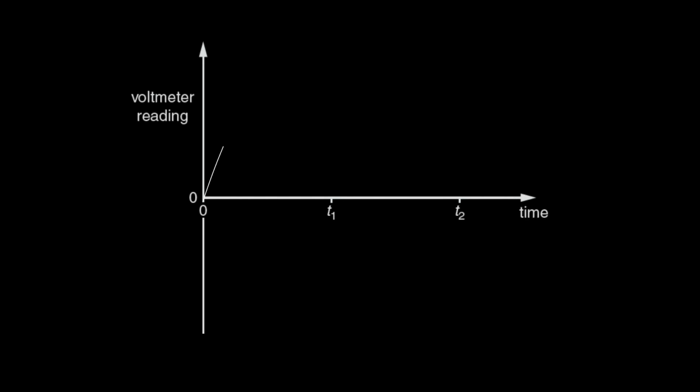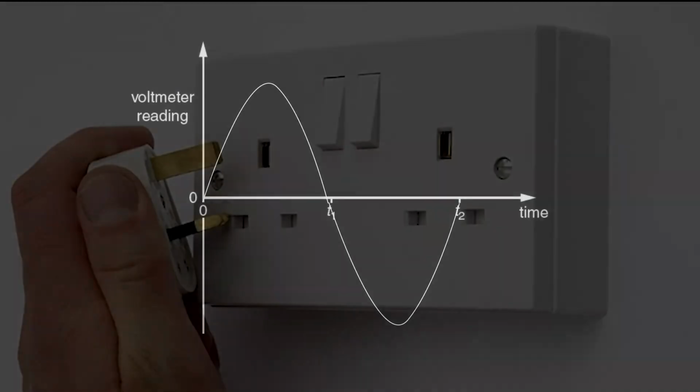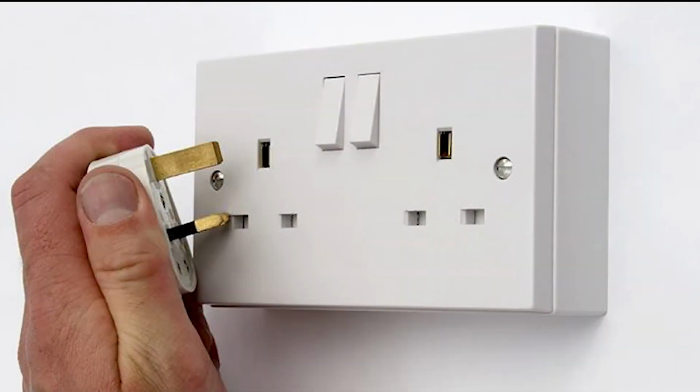So the voltage starts at 0 and climbs up to your maximum power rating. So in the UK that'd be 240 volts, in America that would be 125 volts. Once it hits 0, it goes down to minus 240 volts or minus 125 volts, and then climbs back up to 0. From 0 to 0 to 0 is classed as a cycle, and in the UK our power supply cycles 50 times a second.